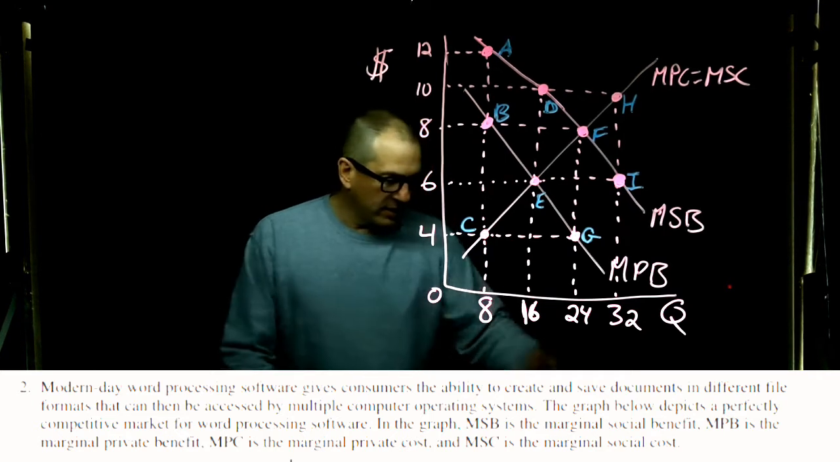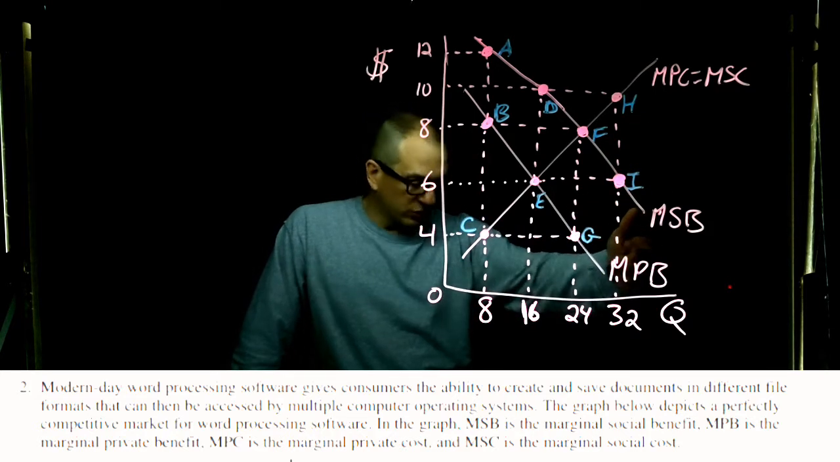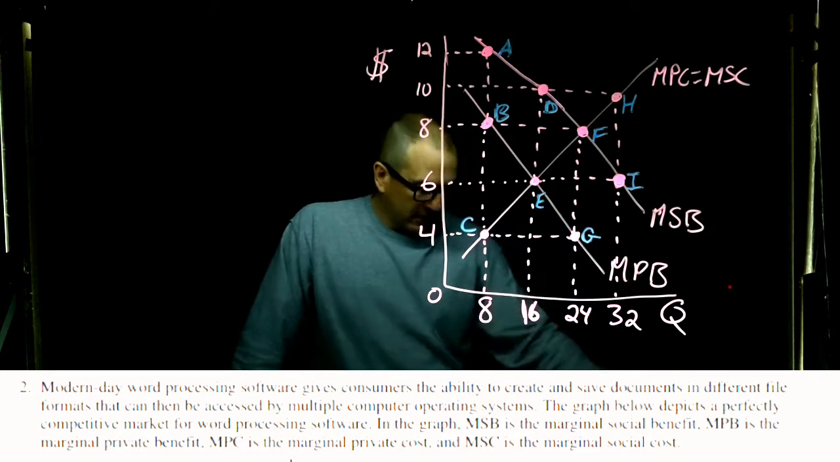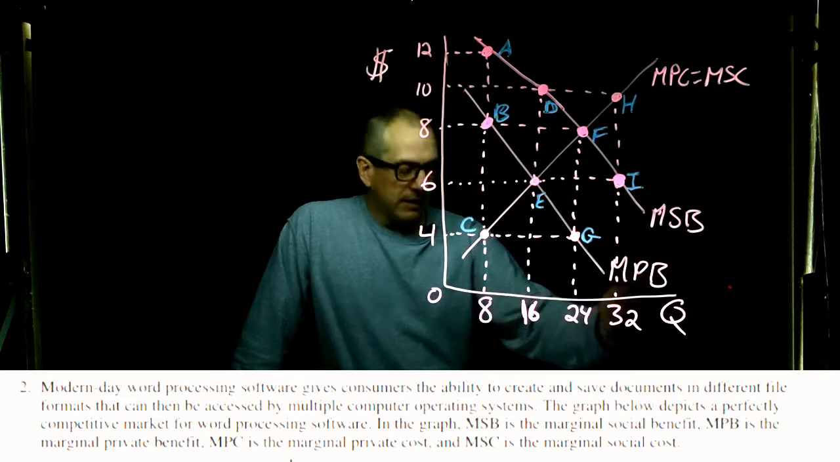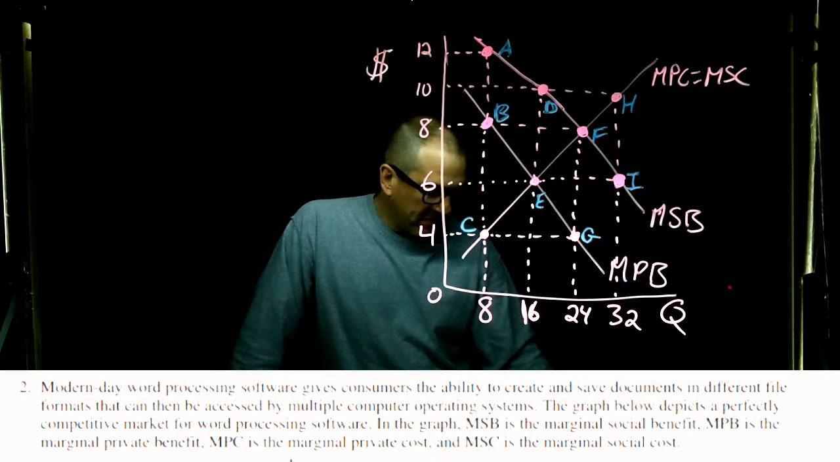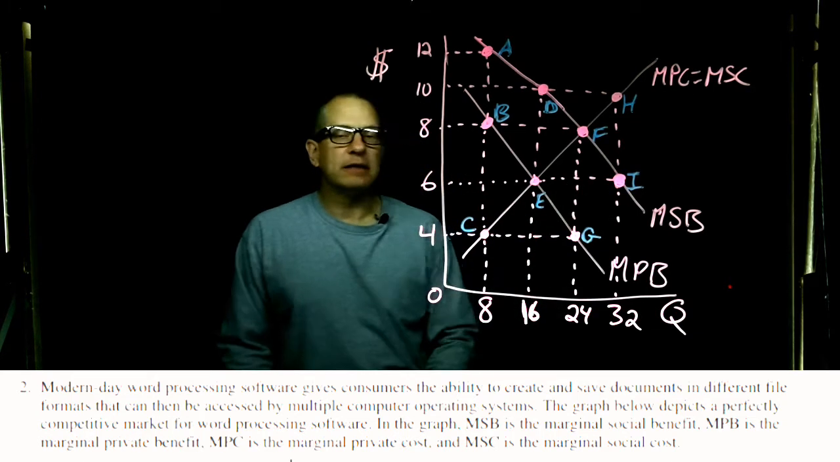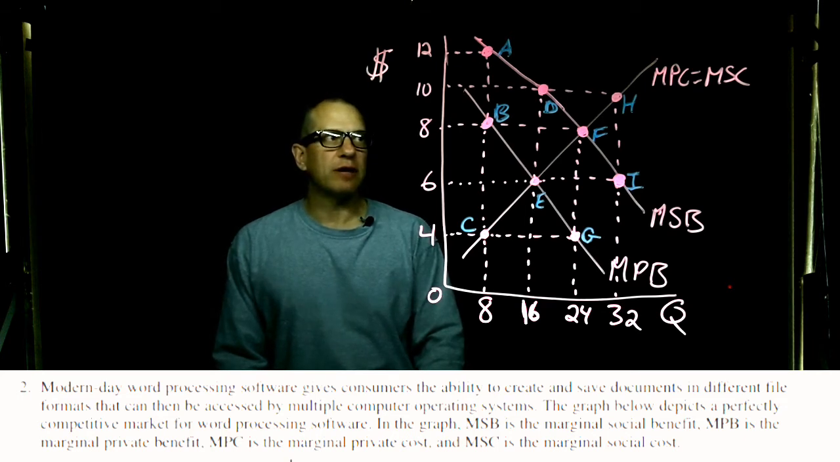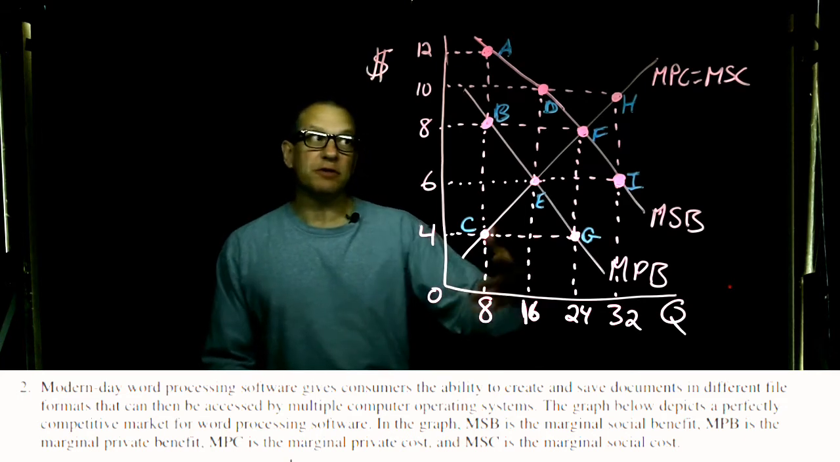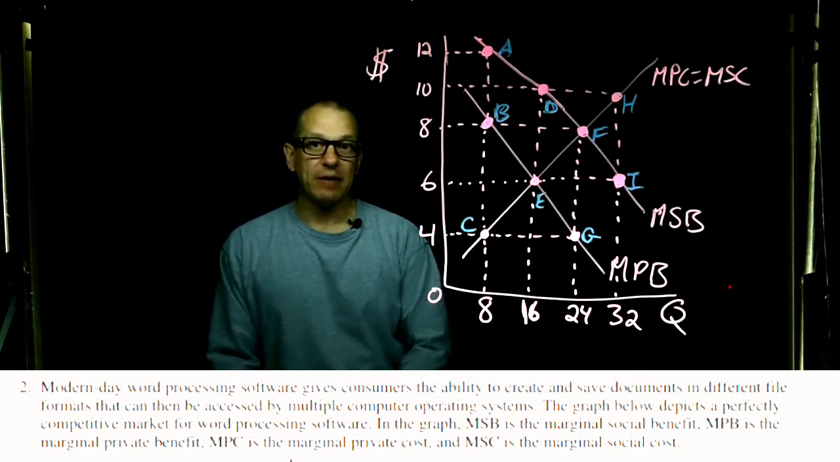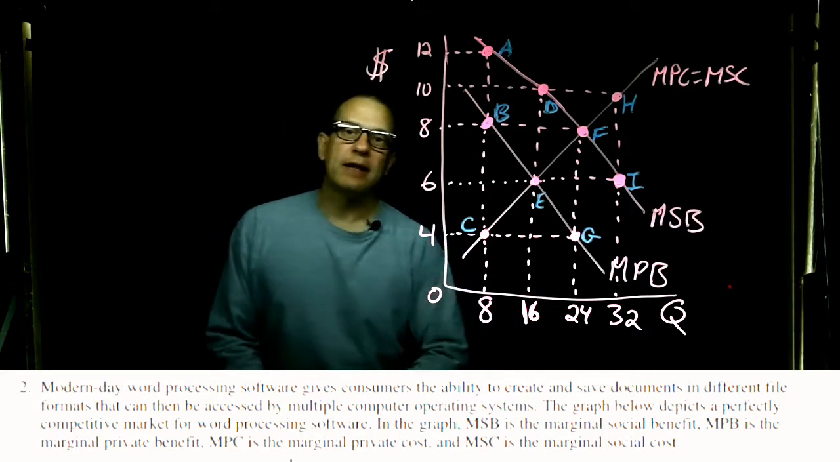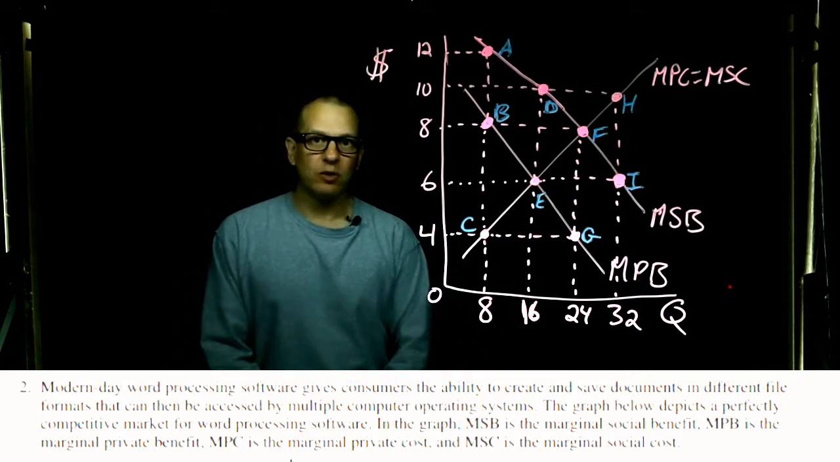In the graph, the MSB is the marginal social benefit. MPB is the marginal private benefit down here. And then MPC is the marginal private cost, and the MSC is the marginal social cost. The marginal private cost to individuals and the marginal social cost to society. And what we also want to see is the benefit that we can receive if we're in the private club, or that we can receive if we're in society as a whole.